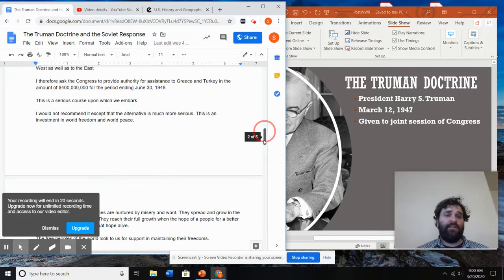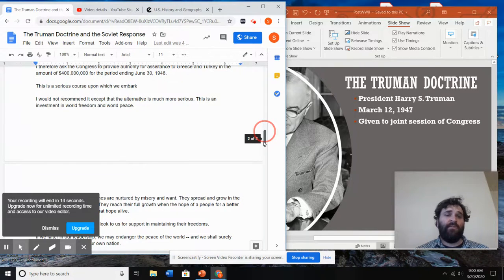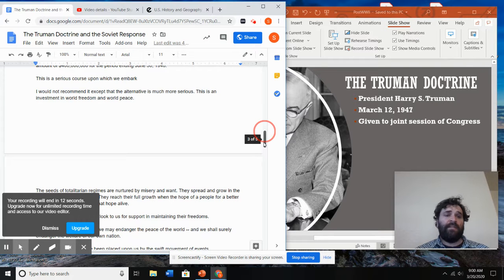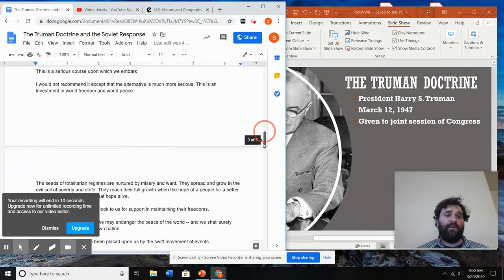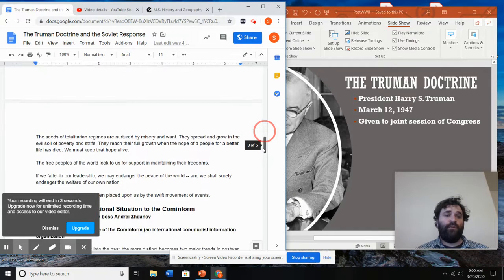I therefore ask Congress to provide authority for assistance to Greece and Turkey in the amount of $400 million for the period ending June 30th, 1948. This is a serious course upon which we embark. I would not recommend it, except that the alternative is much more serious. This is an investment in world freedom and world peace.